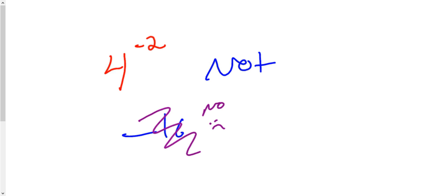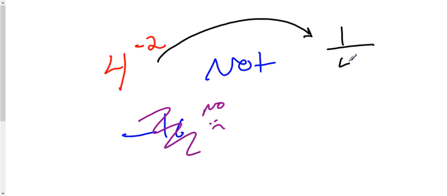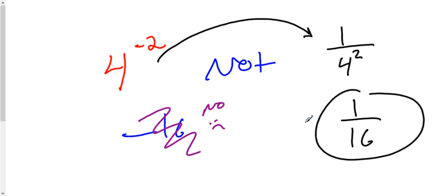4 to the negative second power becomes 1 over 4 squared. So the answer is 1/16. Has to be repeated division. Negative 16 is not repeated division. It still got larger, multiplication there. 1/16.